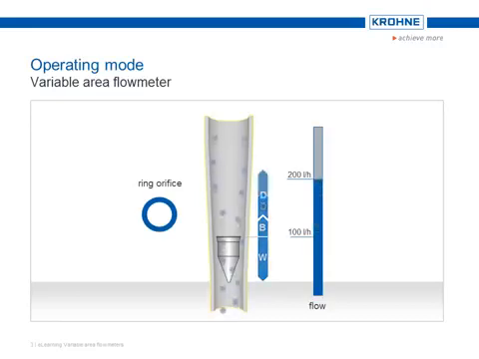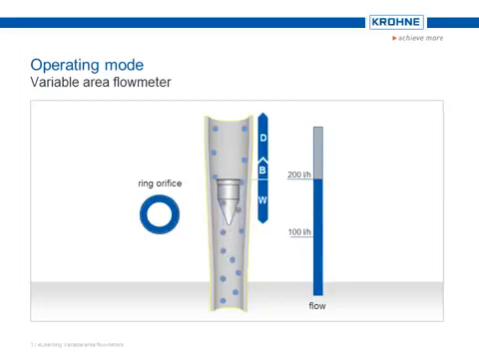If the flow increases, the flow velocity in the ring orifice also increases, and correspondingly the flow force as well. The float rises. With the higher position of the float, the ring orifice, however, also becomes wider. So the flow velocity in the orifice sinks again, and the flow force returns to a state of equilibrium.